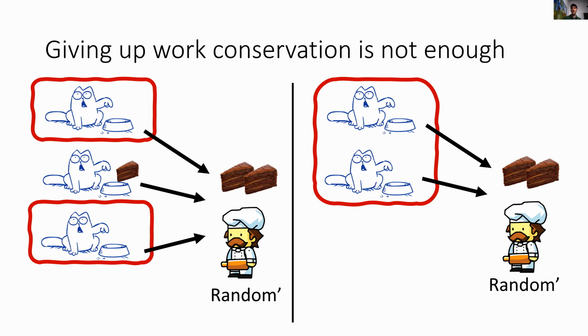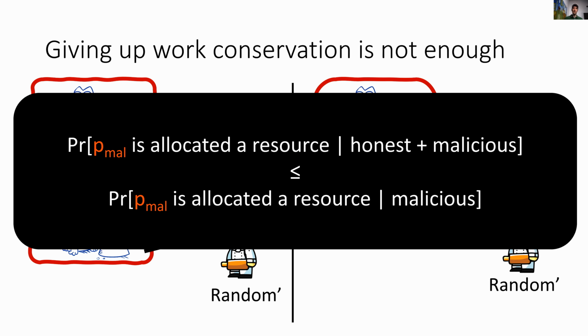And while this specific snapshot that I'm showing here seems to provide privacy, we actually need to reason not about individual runs of the allocator, but about the distributions of allocations. And for this allocator, they actually happen to be quite different. Specifically, a malicious process is less likely to be allocated a resource when there are honest processes around. And this kind of makes sense, right? If there are more people, the probability that you get chosen is lower.